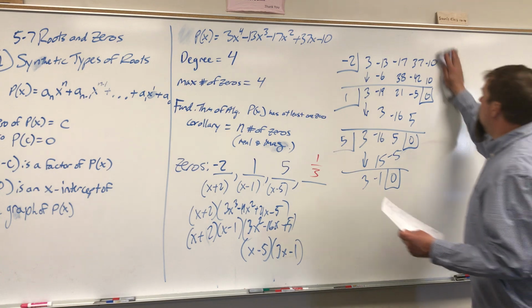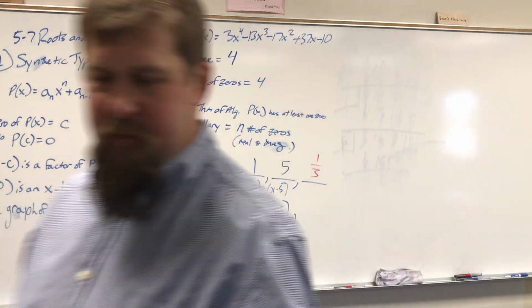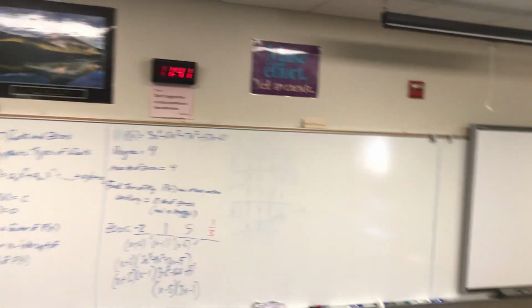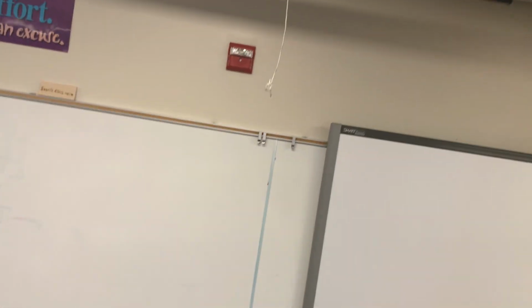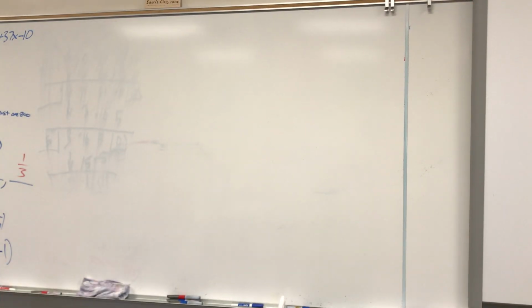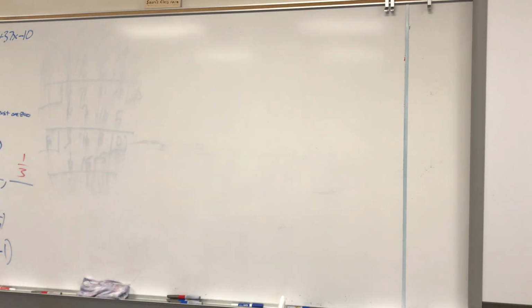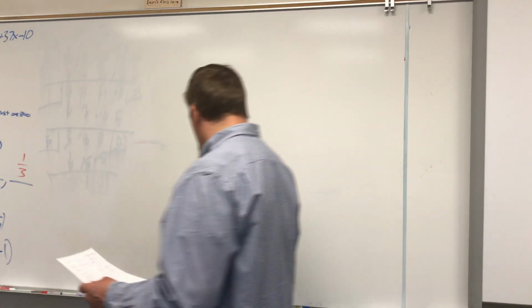Let's go ahead and do 1A. I'm going to move the camera so we don't get too much of a glare. Okay, so the directions say solve each equation, or state the number and types of zeros. Okay, so we're going to go ahead and solve these.